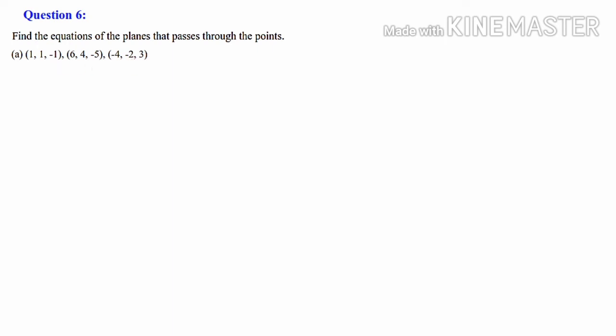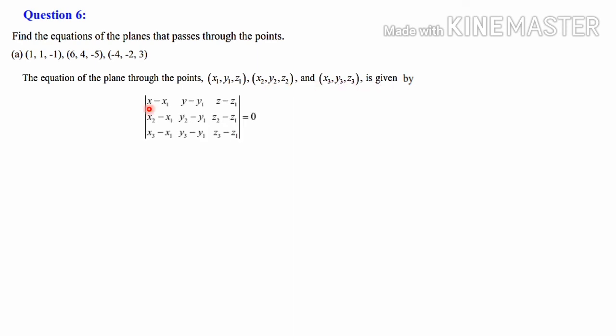So here we have to identify the formula first, that is the equation of the plane passing through the points x1, y1, z1, x2, y2, z2 and x3, y3, z3 is given by the determinant x minus x1, y minus y1, z minus z1, x2 minus x1, y2 minus y1, z2 minus z1, x3 minus x1, y3 minus y1, z3 minus z1 equal to 0. Provided these 3 points must be non-collinear points, meaning they should not lie on the same line. So first of all, we have to check the collinearity of these 3 points.